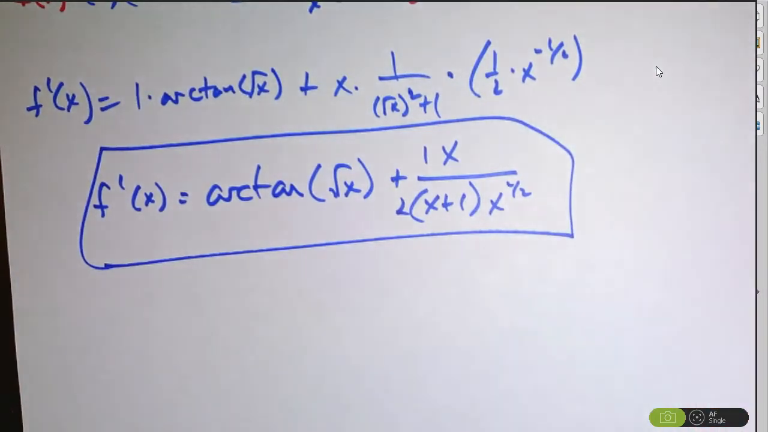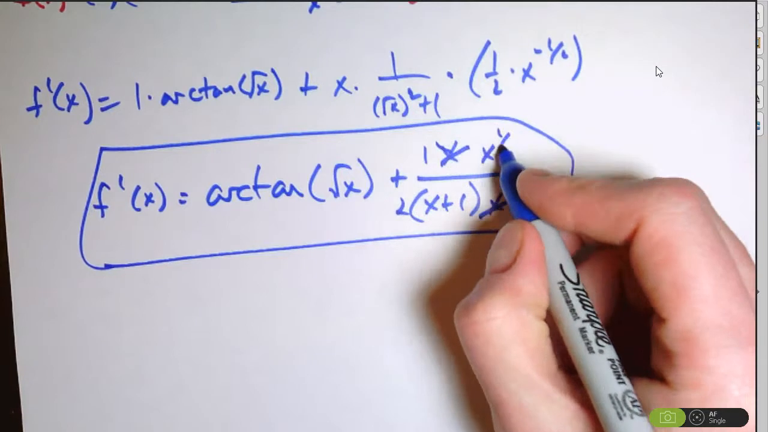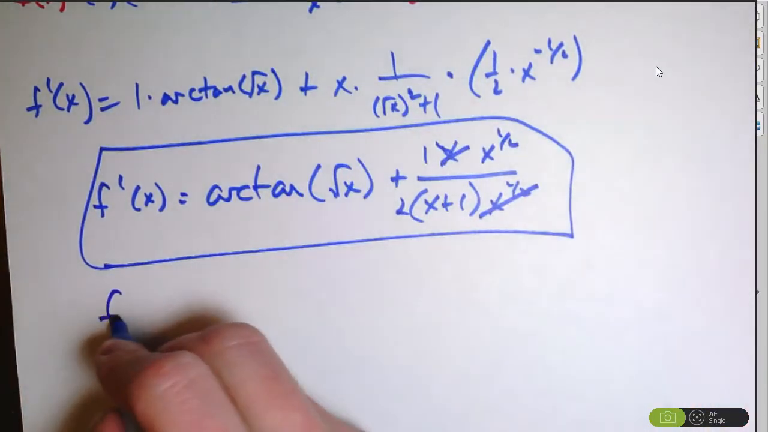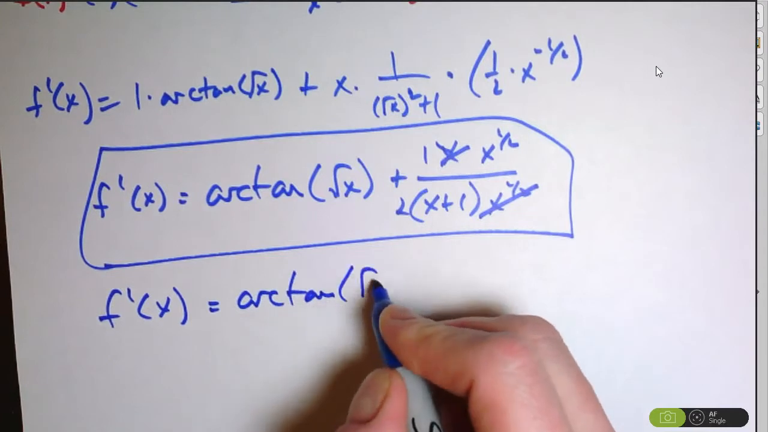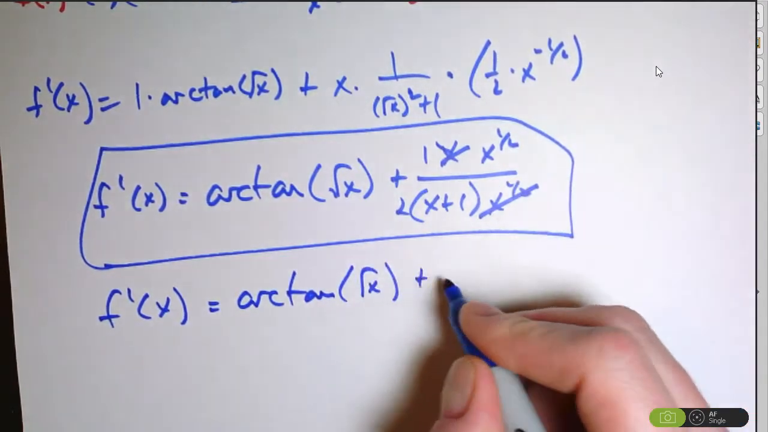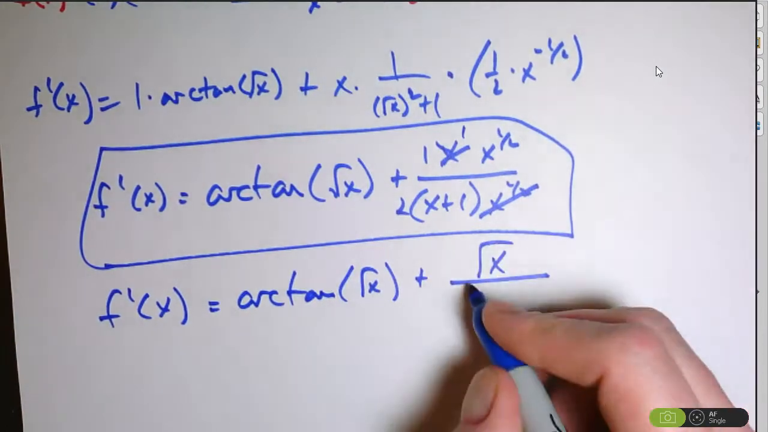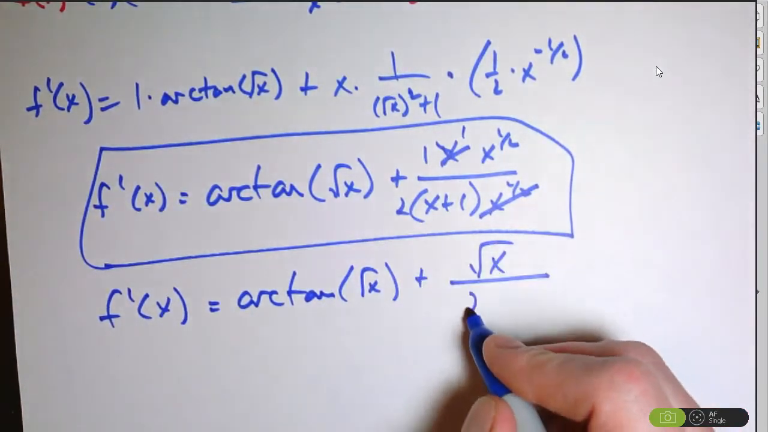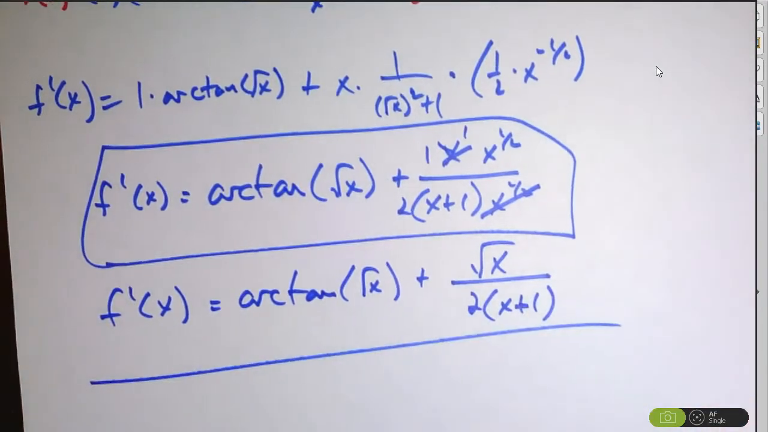Well, actually, sorry, no, strike that. We can do one better thing here. Take out a half from both of them. So yeah, let's clean that up a little bit better. f prime of x is arctan root x plus the x to the first over x to the 1/2 cancel to give you root x on top, and then 2 times the quantity x plus 1. Yeah, that's a bit better.